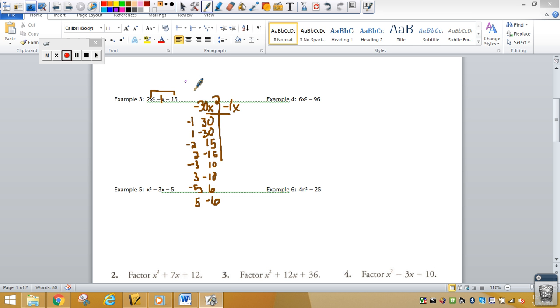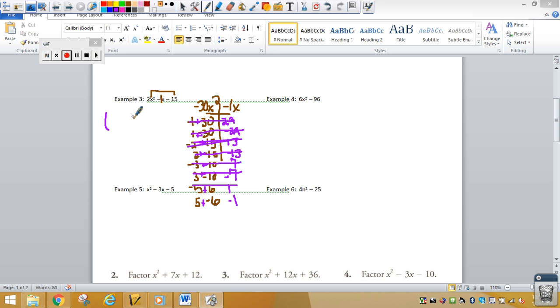Okay, let's add them and see which one works. If I add these together, I get 29, so that's not right. If I add these together, I get negative 29, so that's not right. I get 13, that's not right. Negative 13, that's not right. I get 7, that's not right. Negative 7, that's not right. If I add these, I get 1. It's close, but it's not right because I want a negative 1. If I add these, I get negative 1.